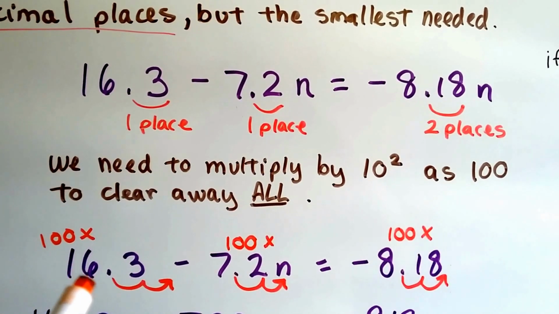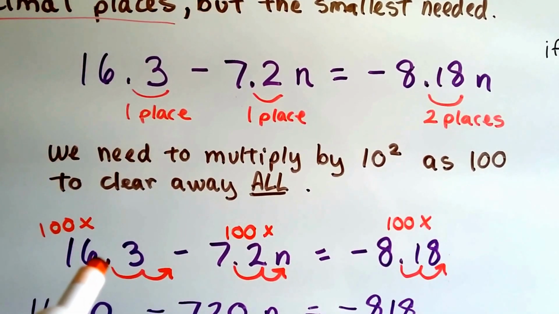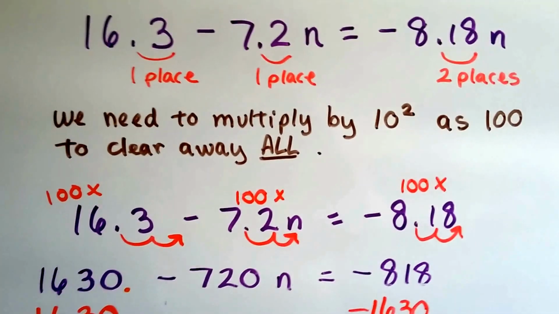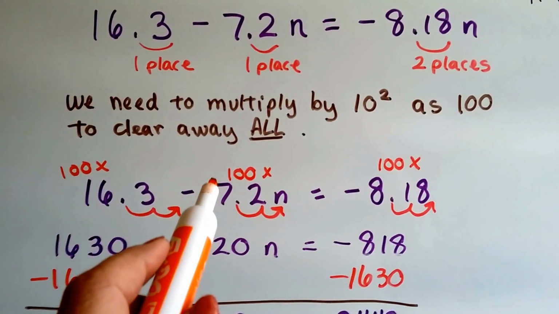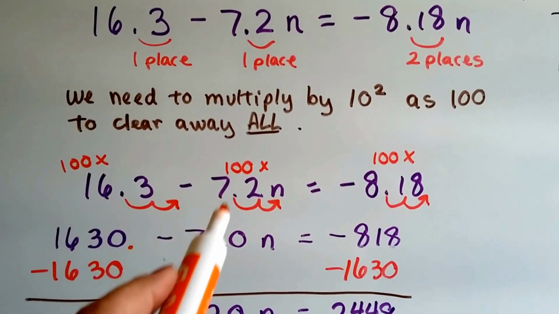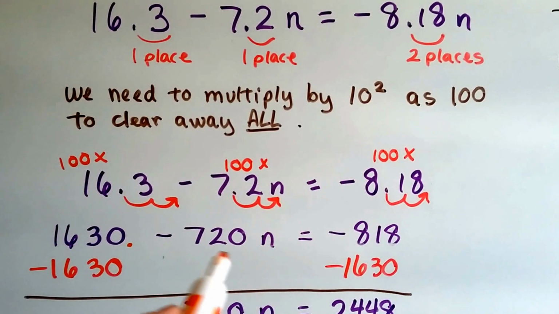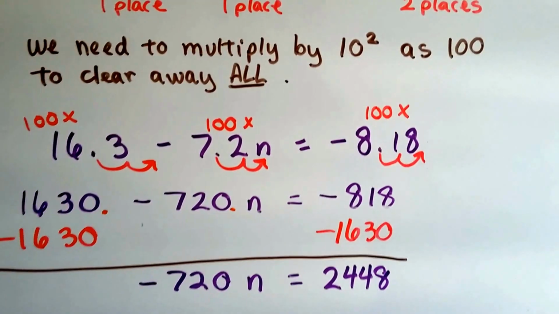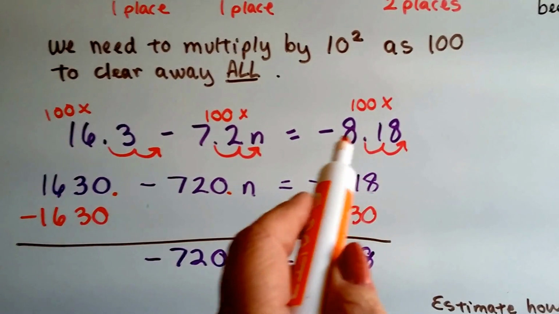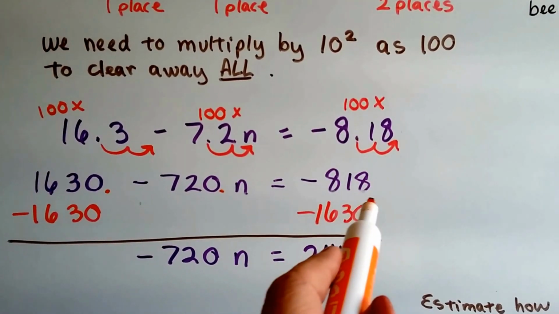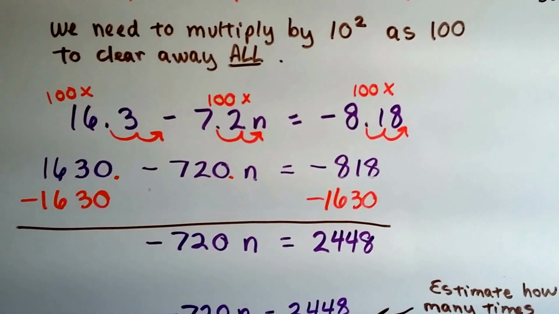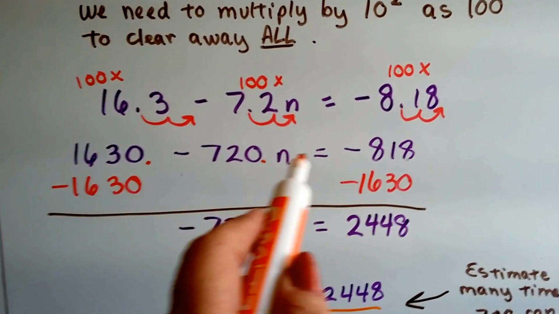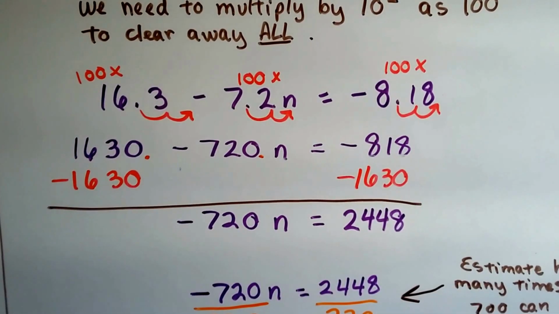We multiply the 16.3 by 100, and that moves the decimal place 2 hops. 1, 2, and we get 1630, and now the decimal point's back there. See? We multiply the 7.2n by 100, and it moves 1, 2 hops, and now the decimal place is way back there, and we got rid of it. And in the negative 8.18, it moved 2 hops, and now it's behind the 8 here. So now this is our new equation. 1,630 minus 720n equals a negative 818.